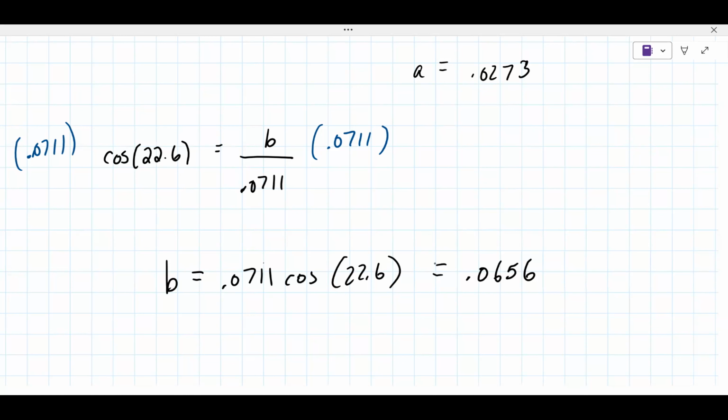I got 0.0583. We've got a different number again. Make sure you're using cosine. I know what I'm doing wrong. Let me see.